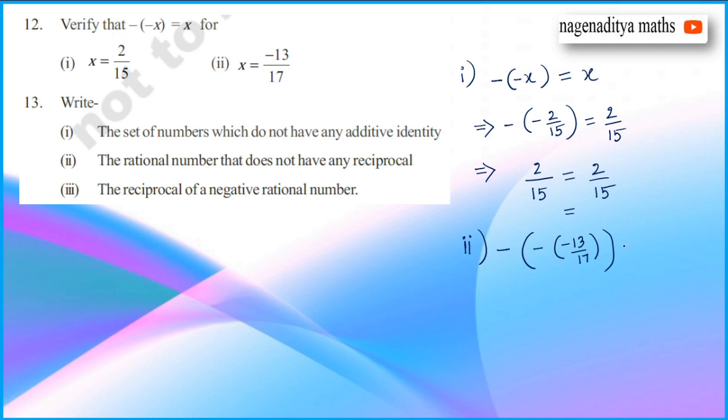So this is equal to, what is the value of x? Minus 13/17. Okay, so this implies, first we have to multiply minus into minus plus, plus into minus minus. So this is equal to minus 13/17 is equal to minus 13/17.